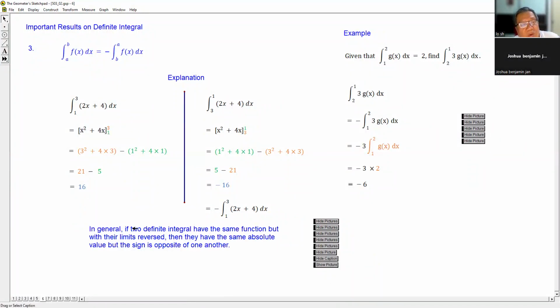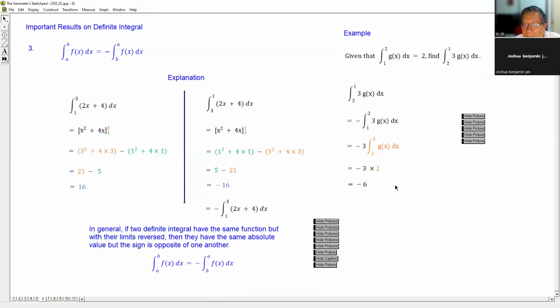So in general, if we have two definite integrals, they have the same function, but the upper and lower limits are reversed, terbalik. Then they both have the same absolute value. The same absolute value, that means this 16, this one, the absolute value is also 16. But the sign is opposite to one another. So one is positive, one is negative. So in other words, the integral of this thing is the negative of the integral of this thing.